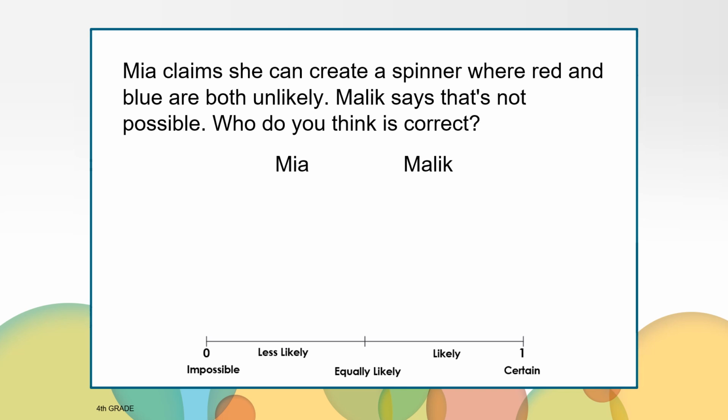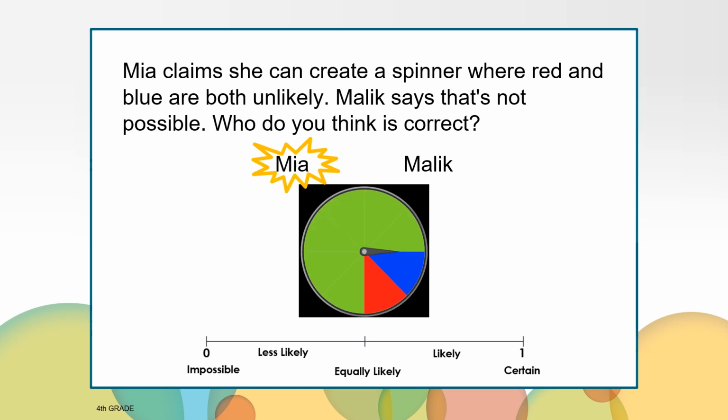Who do you think is correct? If you said Mia, you're right. I can draw a spinner that has more than 2 outcomes, like this one that has red, blue, and green. Since green takes up most of my spinner, it is unlikely that I will spin a red or a blue.